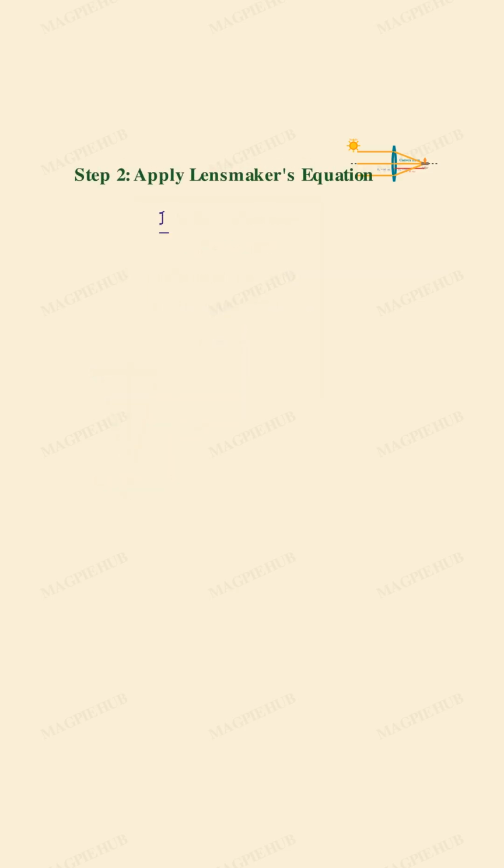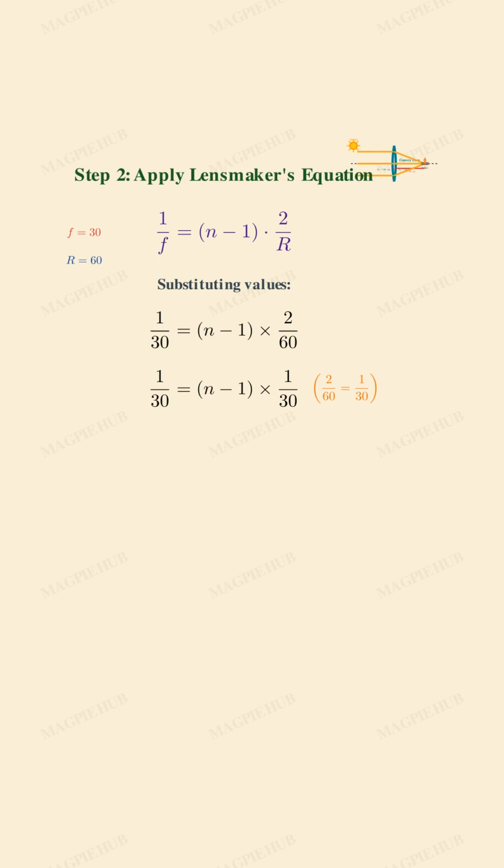Step 2. Apply the Lensmaker's equation for an equiconvex lens. 1 over f equals (n minus 1) times 2 over r. Substituting f equals 30 and r equals 60, 1 over 30 equals (n minus 1) times 2 over 60. Now, 2 over 60 simplifies to 1 over 30. So we get 1 over 30 equals (n minus 1) times 1 over 30. Multiplying both sides by 30, we get 1 equals n minus 1. Therefore, n equals 2.